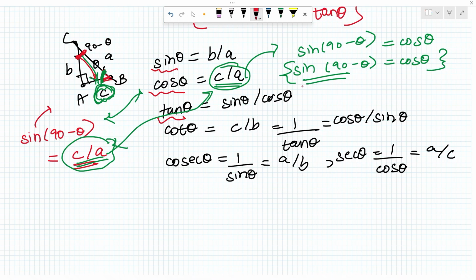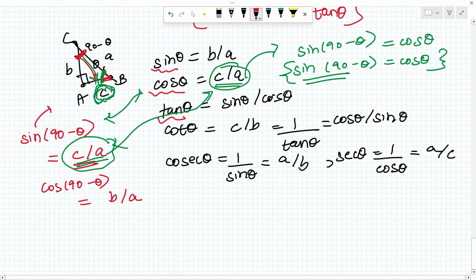Similarly, if I write cos of 90 minus theta, it is just the side adjacent to angle 90 minus theta, that is B, divided by hypotenuse A. But note that this B by A is just sine theta. So from this you get another formula, that cos of 90 minus theta is sine theta.